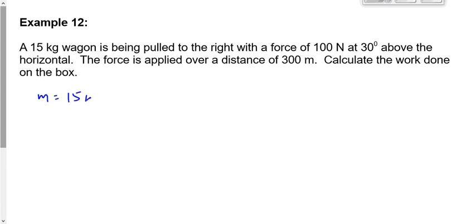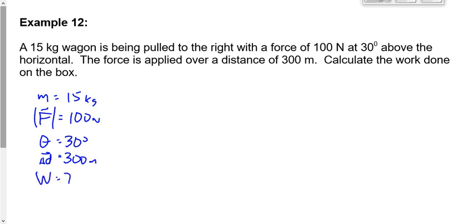Mass is 15 kilograms. We got a force here of 100 newtons. And I got an angle here, theta, of 30 degrees. The displacement is 30.0 meters. And we want to find the work done on the box. This time when we write down our equation, W is equal to F times D times cosine theta, we can't drop the cos theta this time.